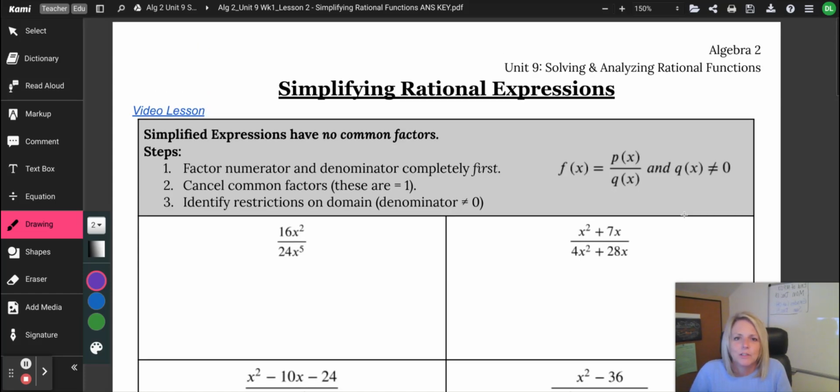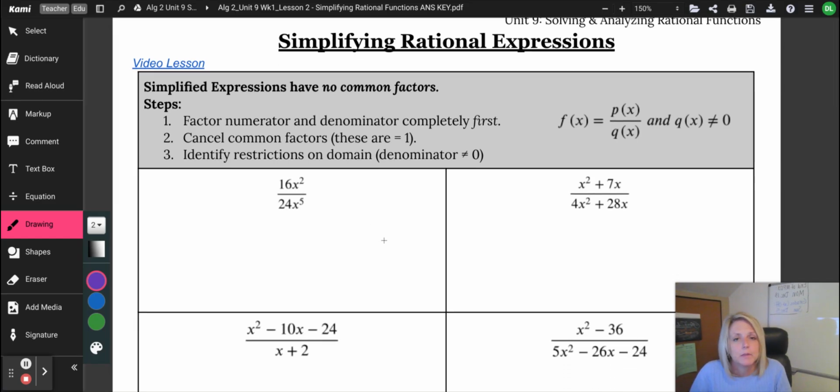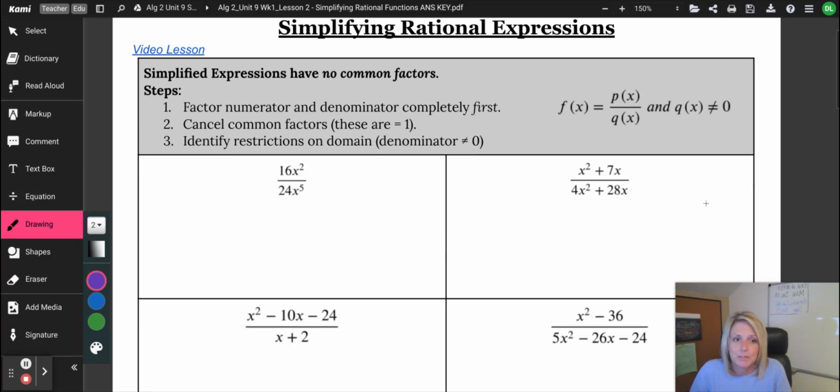In this video, we're going to look at simplifying rational expressions. So the 3 steps to simplifying them is factor first, both the numerator and the denominator, cancel out any common factors that there may be, and then find your restrictions on your domain, which would be any place where your denominator would end up equaling 0. So let's look at some examples.